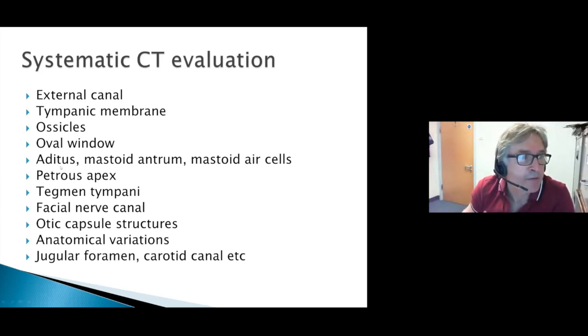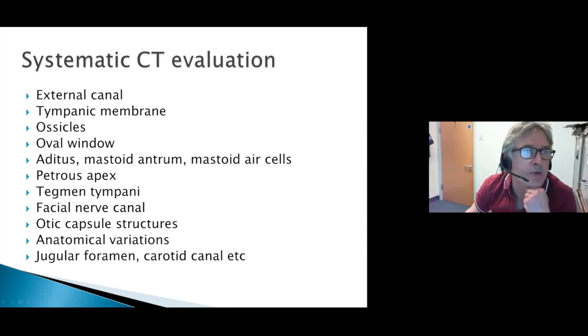You've got to keep your eye out for other stuff as well. So you've got to be mindful of the anatomy of the aditus, the mastoid antrum, and the distribution of the mastoid air cells. Every patient is going to be slightly different. Don't forget the petrous apex. The roof is important. It's often thin and can provide a gateway into the intracranial compartment. Then I'll look at the facial nerve canal and the otic capsule structures, always mindful of anatomical variations. And don't forget the stuff more inferiorly, particularly the jugular foramen, the carotid canal, and so forth. So there's quite a lot to look at.